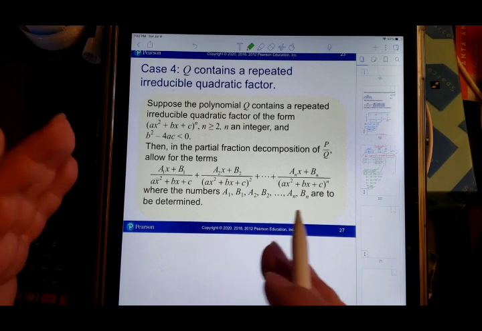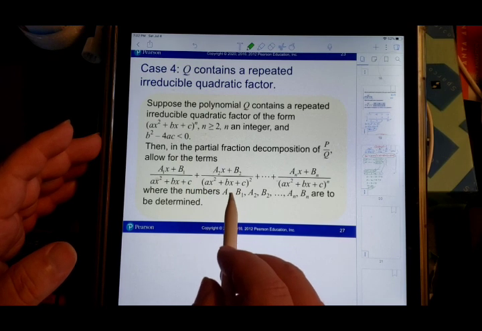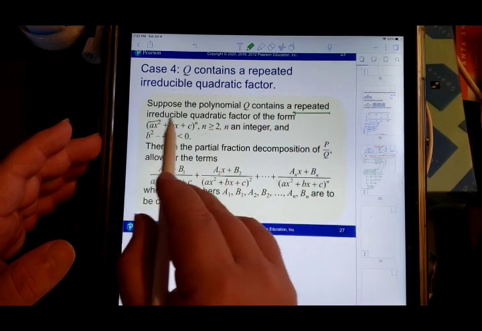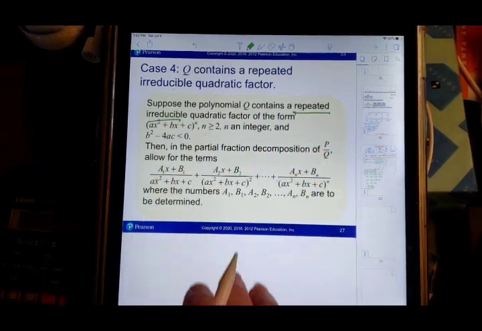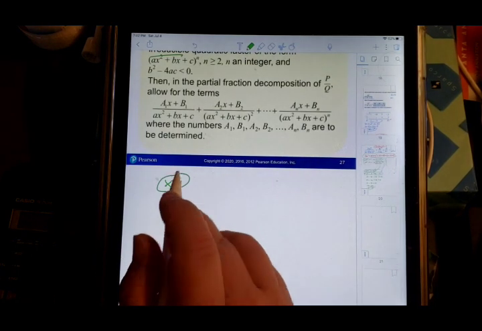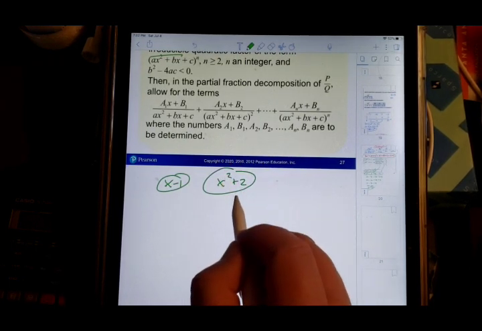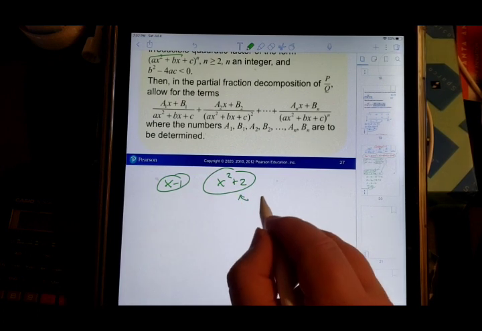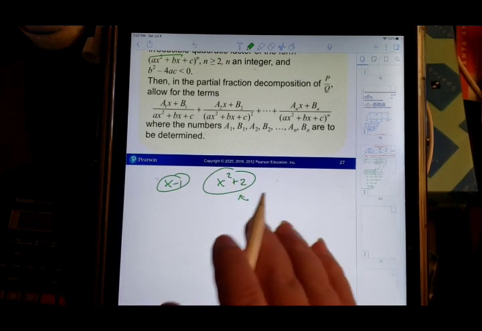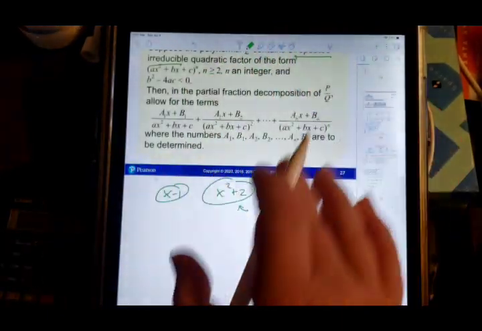There's a fourth case when you're factoring, and that is your denominator can have a repeated irreducible quadratic. So for our purposes, I've been using the example x minus 1 as a linear term and x squared plus 2 as an irreducible quadratic. I could factor this, but it would require complex numbers to factor it, and we're not doing that in this section, so this is considered irreducible. But what if you had a repeated irreducible quadratic?